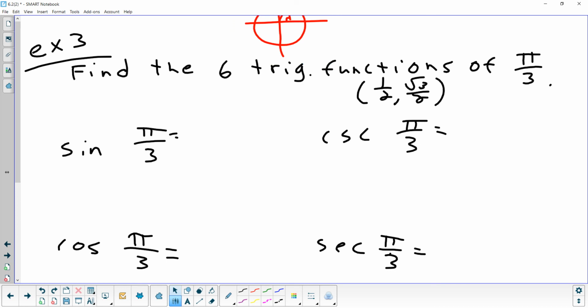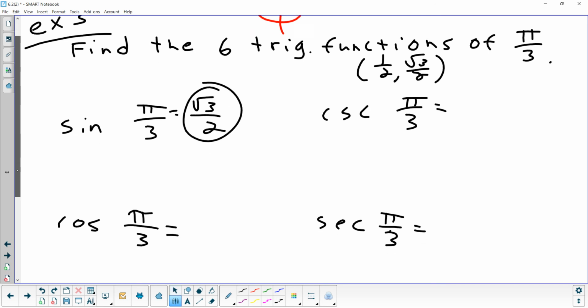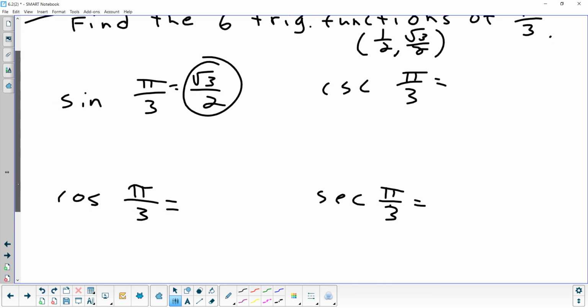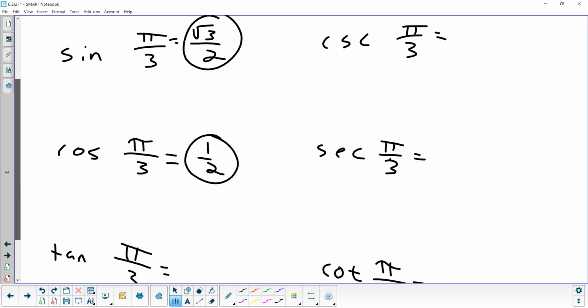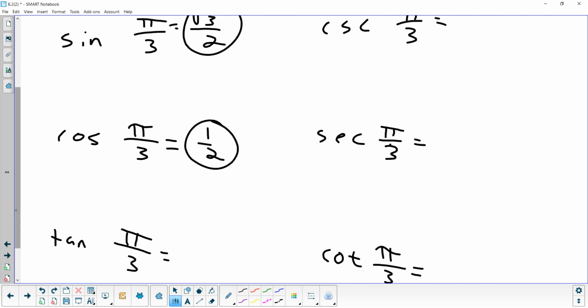And now let's just go through our values. Annalise, what's my sine? The square root 3 over 2. So that's my y. Nick, my cosine? 1/2. Mabel, my tangent? It would be square root 3 over 1. I mean, 2 square root 3 over 2, which would be just square root 3. Yep.